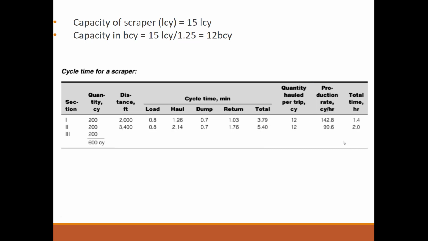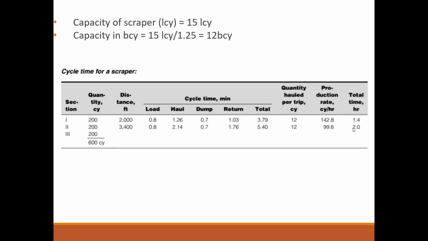We can repeat the same exact thing for haul 2. The numbers are similar. The only differences you see are going to be in my haul and in my return. And guess why this is happening? This is happening because of the different distance. The same 12, the capacity of the scraper, now gives you the production rate, which is going to be dividing your 12 by 5.4 and then doing the proper conversions to get it in hours, because these are in minutes, right?